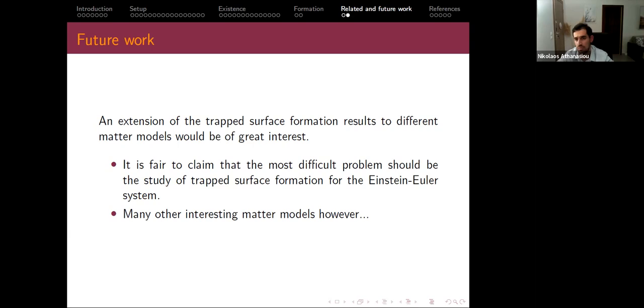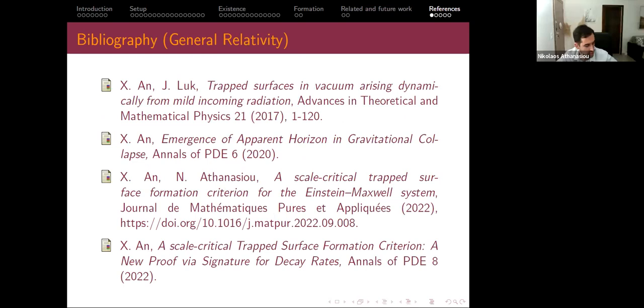Of course, it would work for appropriate, suitable Euler equations of state anyway. This is pretty much what I wanted to say.